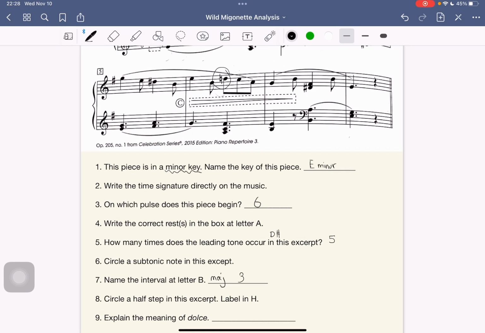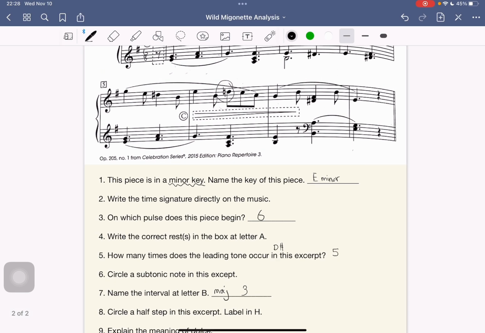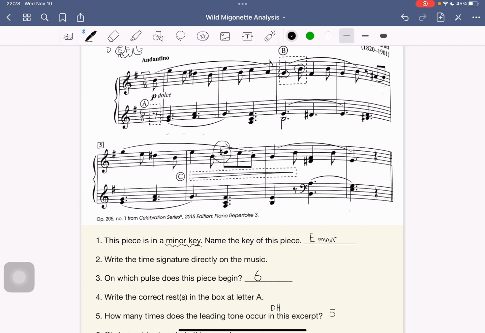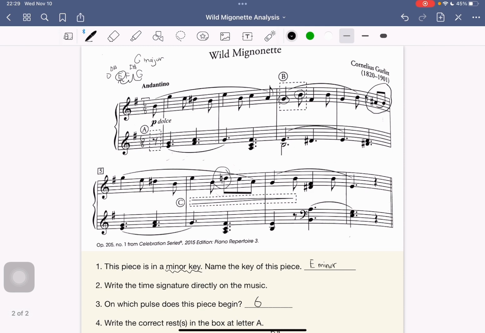For question 8, it asks us to circle a half step in this excerpt and label it H to represent half. Well, if we look, the most obvious half step would be over here. It is from A sharp to B. So we write H here.